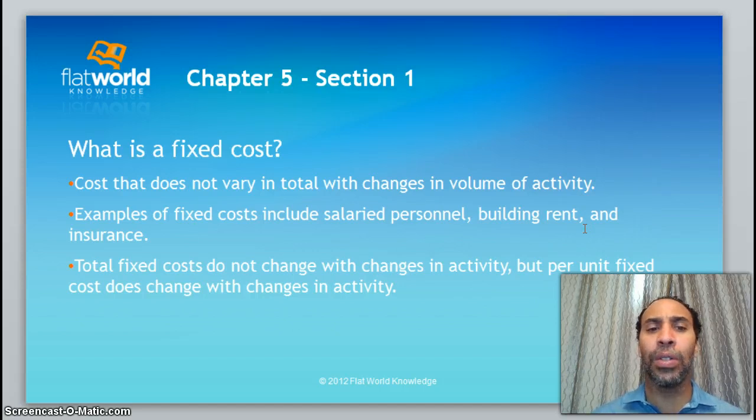So what is fixed costs? Costs that do not vary in total with changes in volume of activity. Examples of fixed costs include salaried personnel, right? Salaries, can't get rid of that. You pay them salary. You don't pay them hourly.